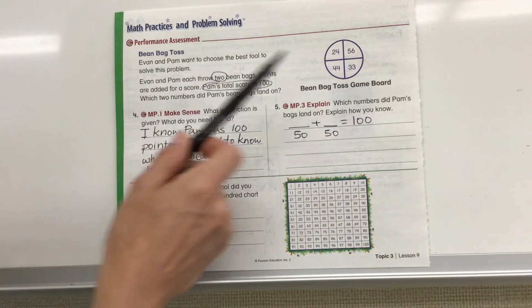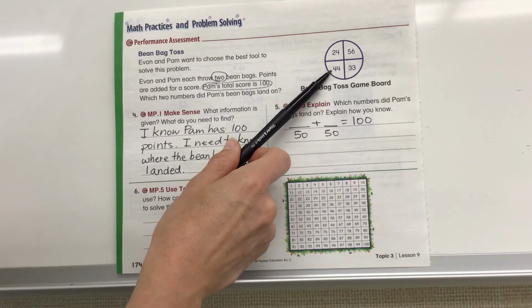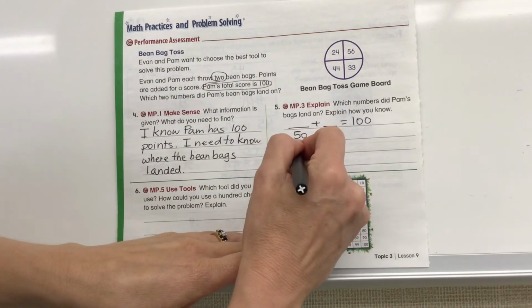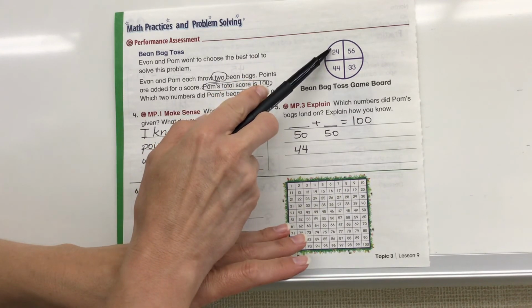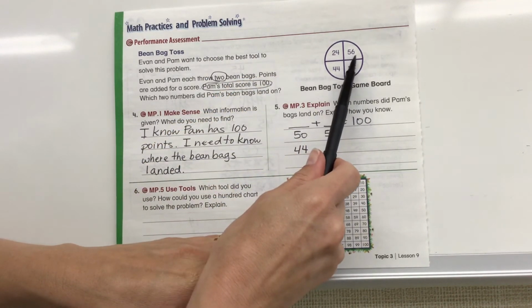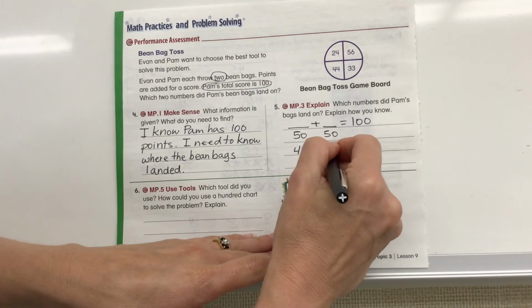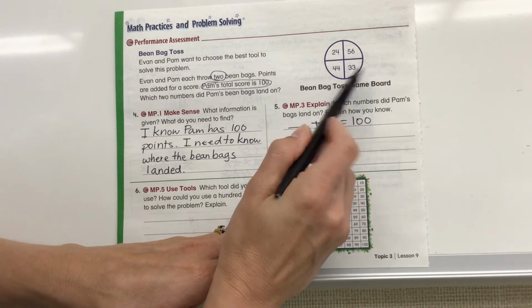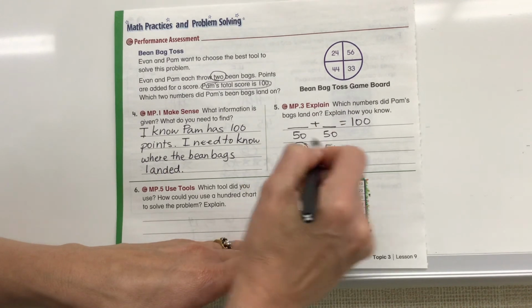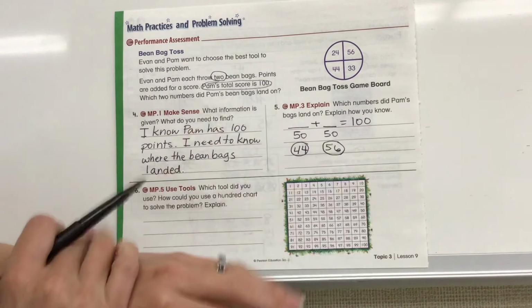So I need to find two numbers that are both close to 50, that if I add them together. Now 44, is 44 close to 50? Yeah, 44 is close to 50. I'm going to put that down here as a guess. Is 24 close to 50? No. Is 56 close to 50? Yep, it's a little bit higher. And then 33, is that close to 50? No. So my guess right now is 44 plus 56.